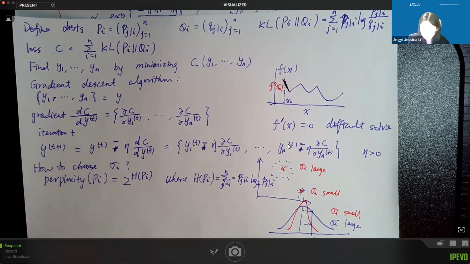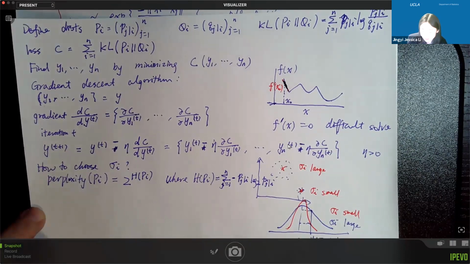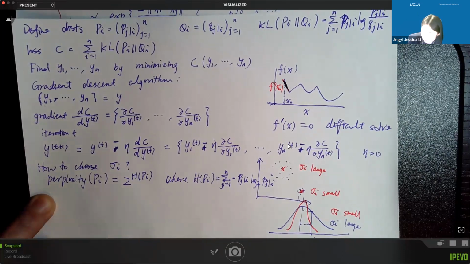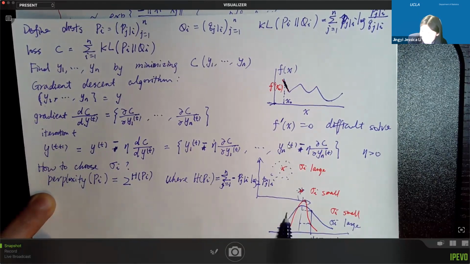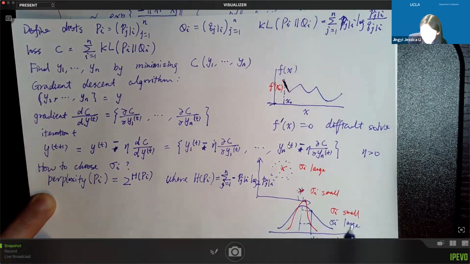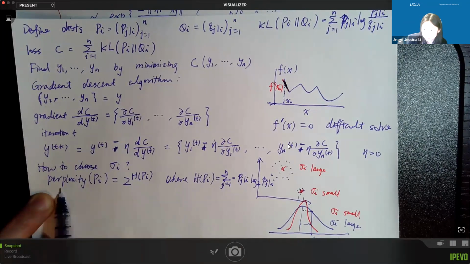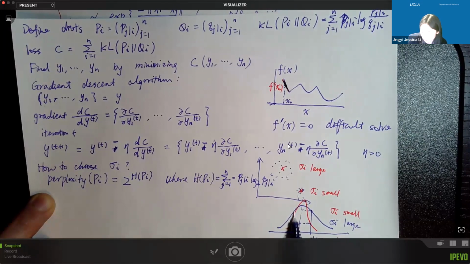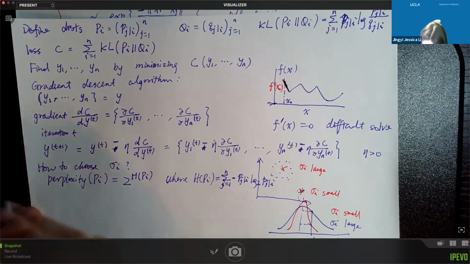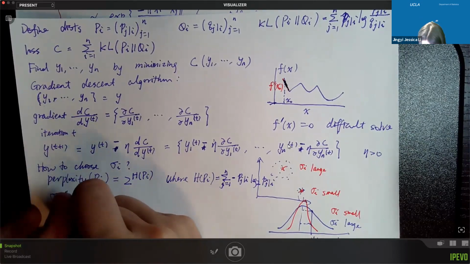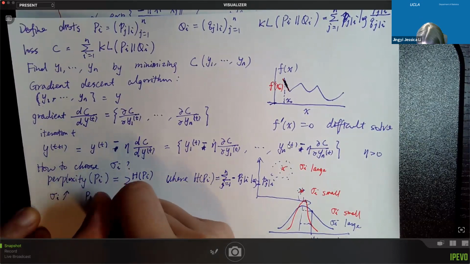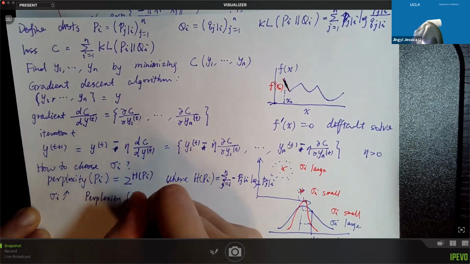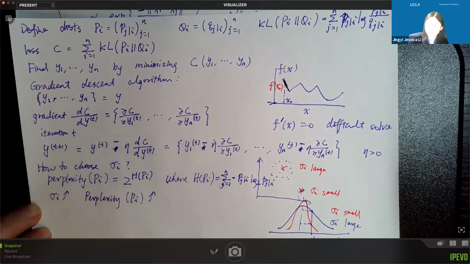So therefore, you can see the relationship between sigma_i and perplexity. I can restate that if you increase sigma_i, all the neighbors become more equal because the curve is getting flatter and flatter. You have an increase in perplexity. But if you have sigma_i very small, you have a large spike. So only a very small number of neighbors have positive probability, others are 0. So in short, as sigma_i increases, the perplexity of P_i increases. Okay, so that's the rationale.